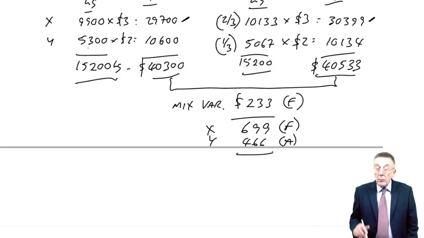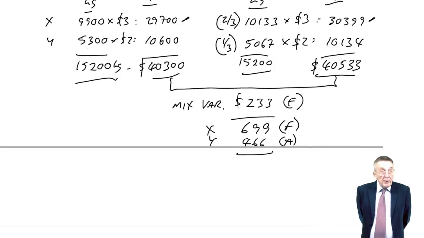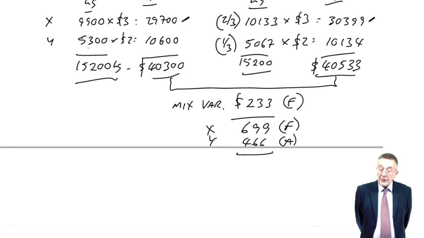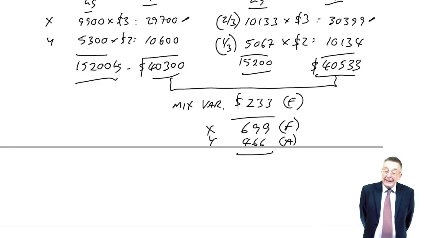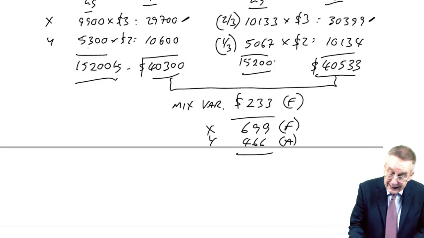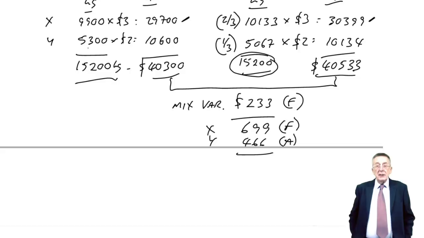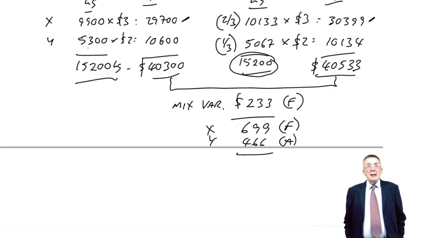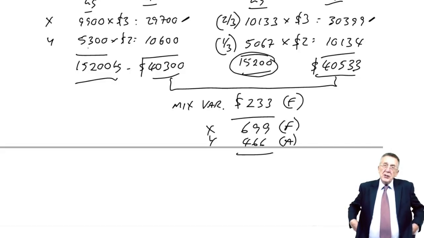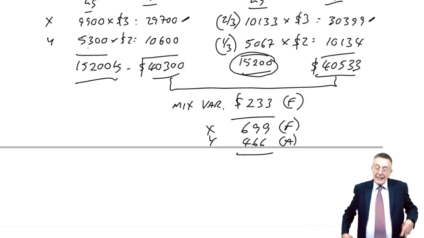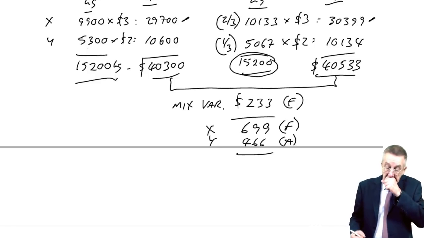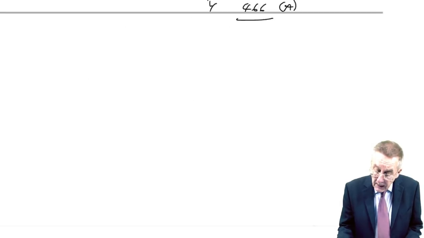Anyway, we're not there yet. There's one more. We're done with price, so I'm no longer worried about that. Standard cost of $3, $2. We're done with the mix, so I'm no longer worried about that problem. But the problem left is that in total we did use 15,200 kilos. Was that more or less than what we should have used? I'll show you what I mean.